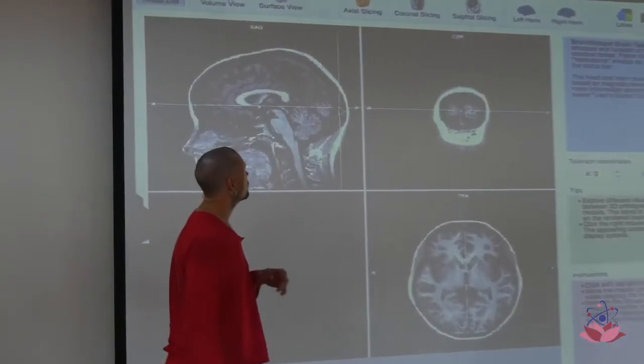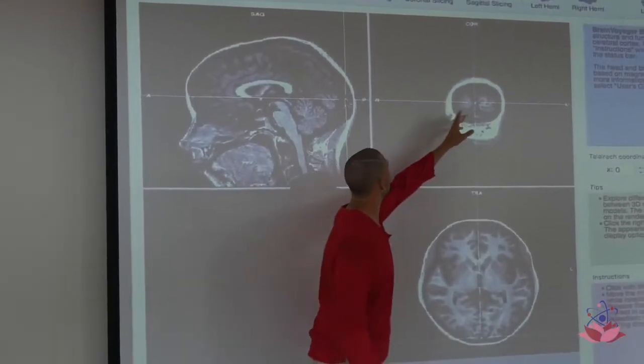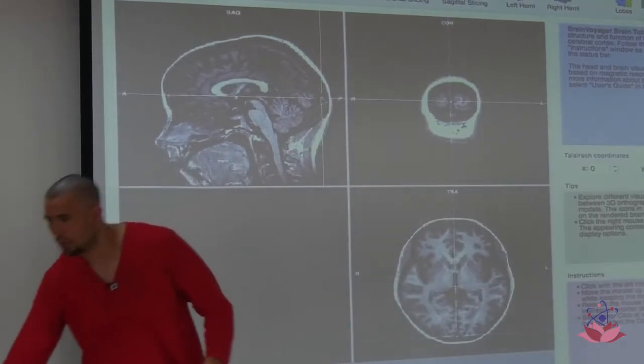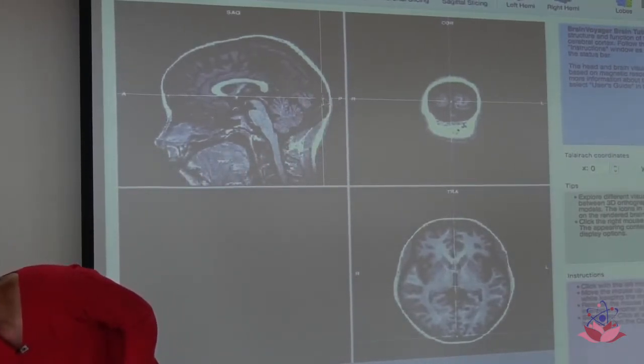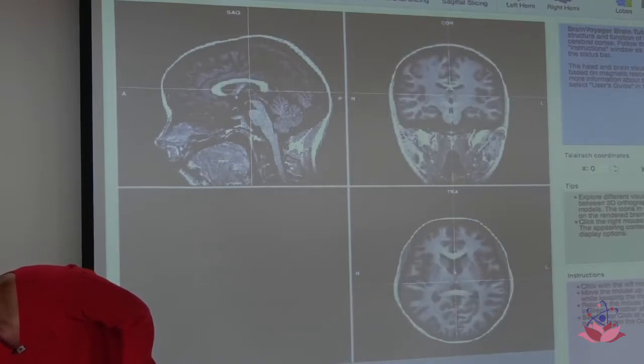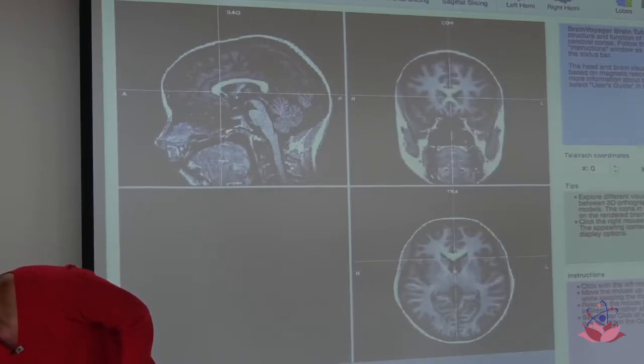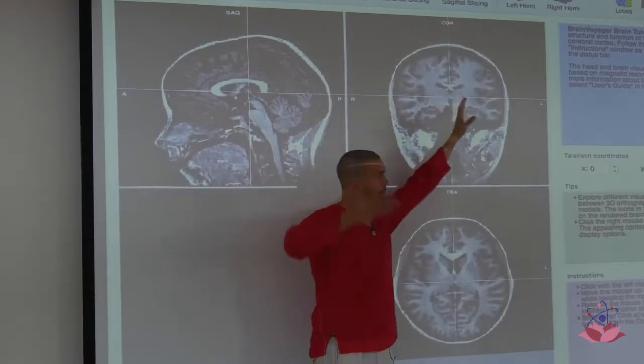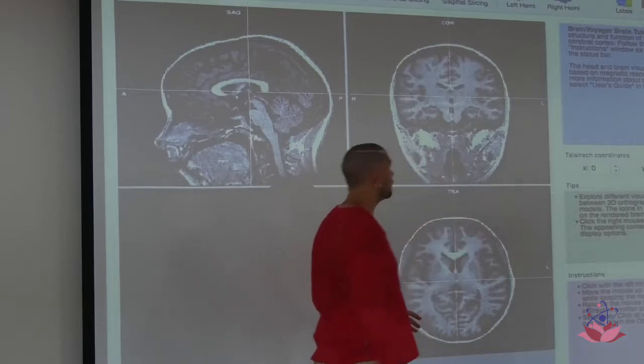Right, so we can sort of see where in the brain this picture is by looking at where the cursor is here. Right, so when I put this cursor right in the very middle of the brain, this is basically showing the coronal section right in the very middle.